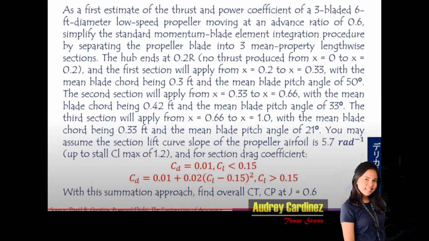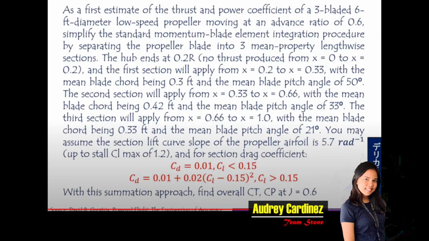So, kumuha po kami ng sample problems na binigay sa amin ni Engineer Delicano. As a first estimate of the thrust and power coefficient of a 3-bladed, 6 feet diameter low-speed propeller moving at an advance ratio of 0.6, simplify the standard momentum blade element integration procedure by separating the propeller blade into 3 mean property lengthwise sections. The hub ends at 0.2 r, no thrust produced from x equal to 0 to x equal to 0.2.